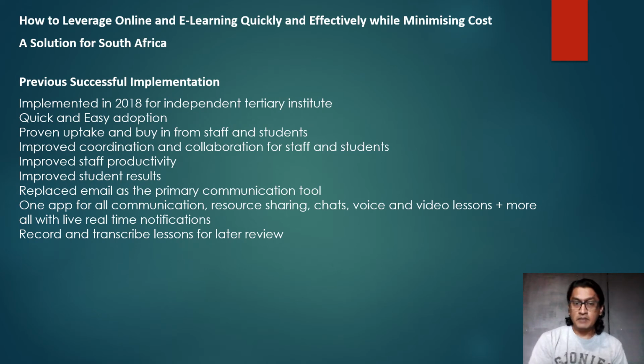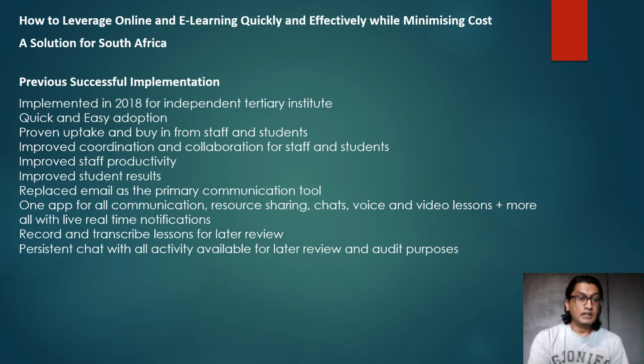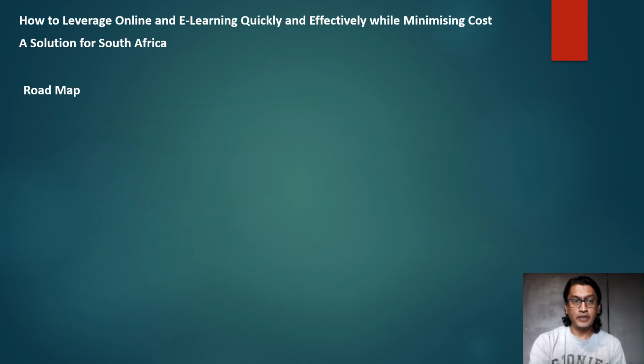So if a student missed out on a virtual lesson, this can be recorded, put up on the site, and any student may access it at any time. There's also persistent chat with all activity available for later review and audit purposes. So what's the roadmap? How do we get there?